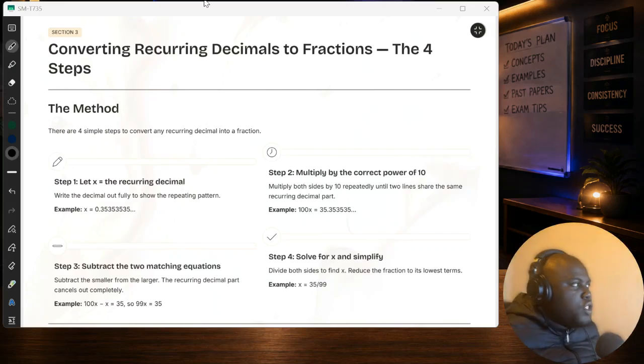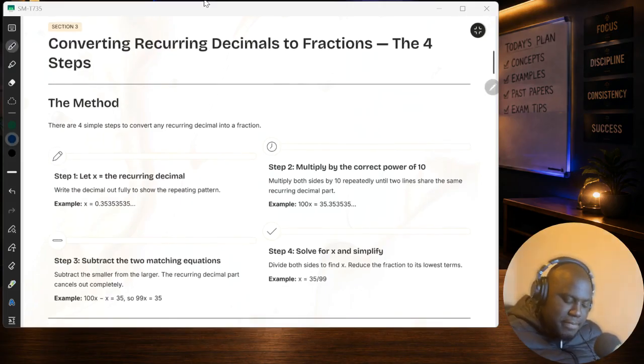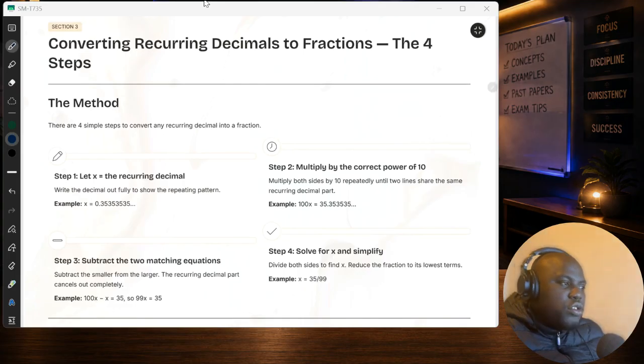All right, students, continuing. Now, let's see how to convert to fractions. It's 4 steps, but I don't want you to cram it, okay? Let me say it. You can read it. If you want to read it, you can pause and read, but I'm just going to continue.